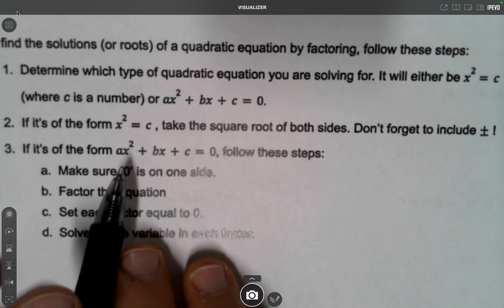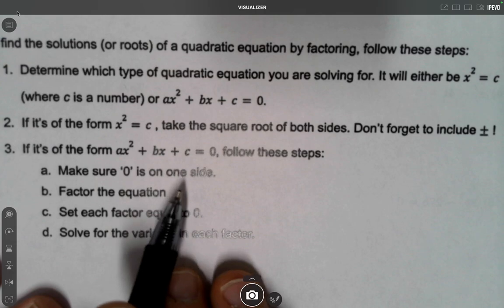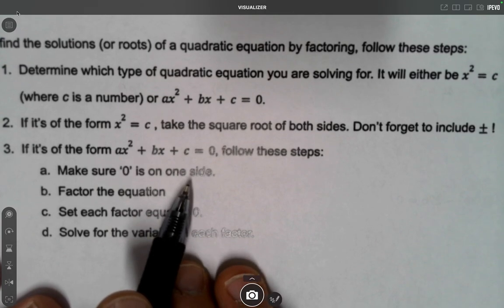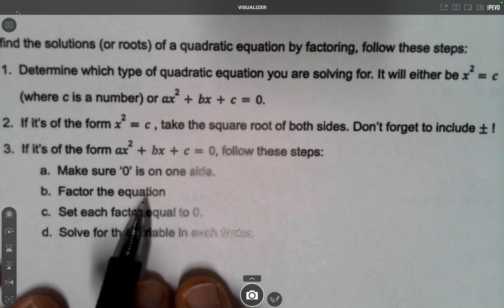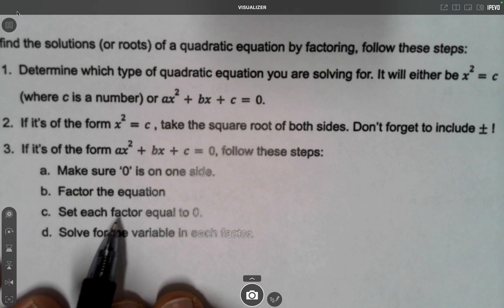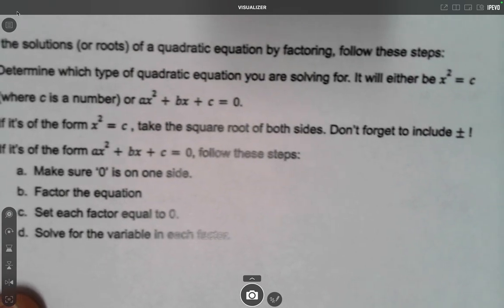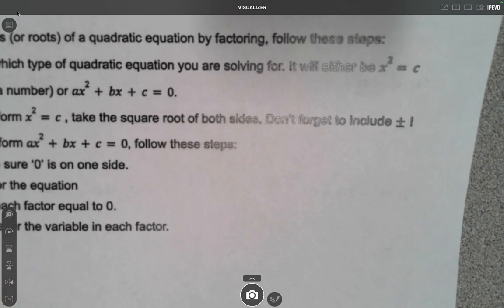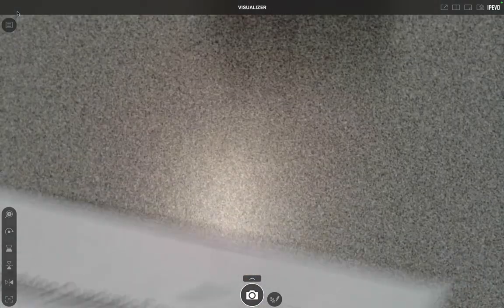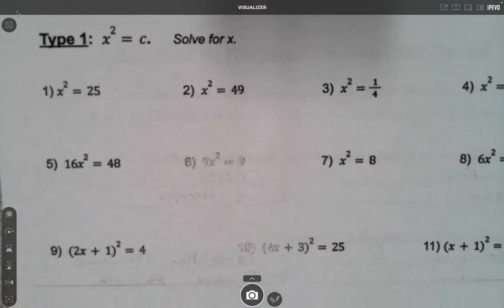If it's of this form, we've got multiple terms with x, or we've also got a constant, we want to make sure 0 is on one side. Then we want to factor the equation. Then we'll set each factor equal to 0. Then we'll solve for the variable in each factor. Okay, so I'm going to do one of each, then we'll do lots more of each.